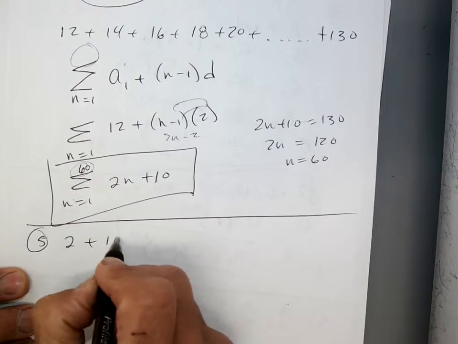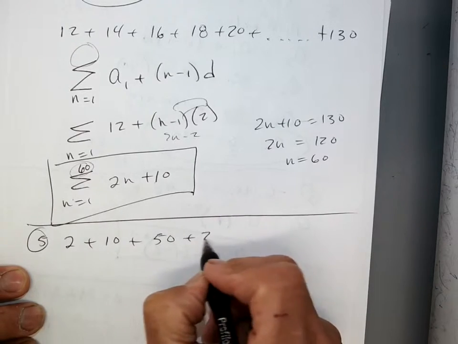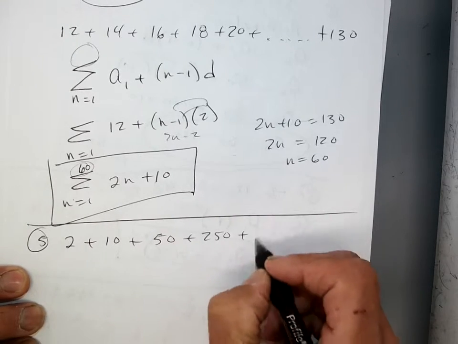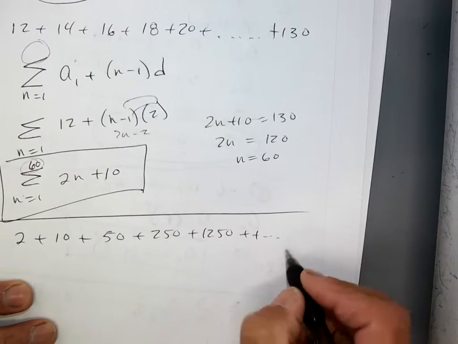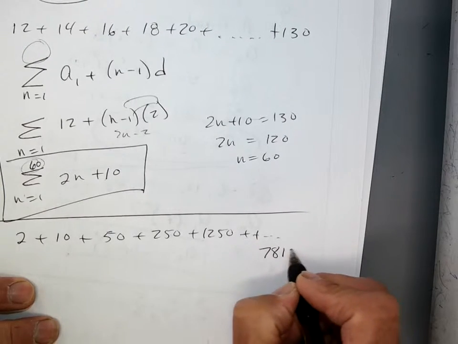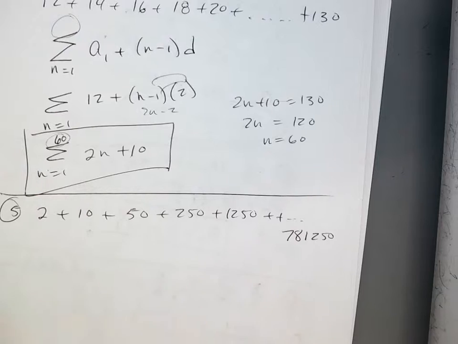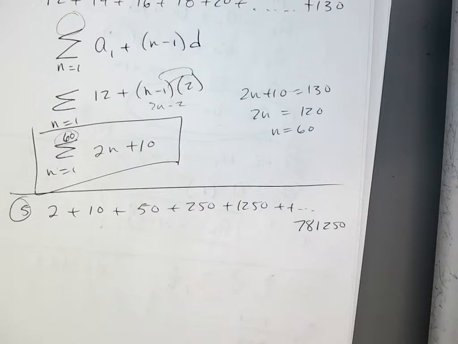2 plus 10 plus 50 plus 250 plus 78,000. 250. Okay. That's times 5. Okay, good. You're way ahead of me. I like that. But I'll wait for Olivia. Yes, you're totally right. So it's going to be geometric, right? Mm-hmm. Yep.